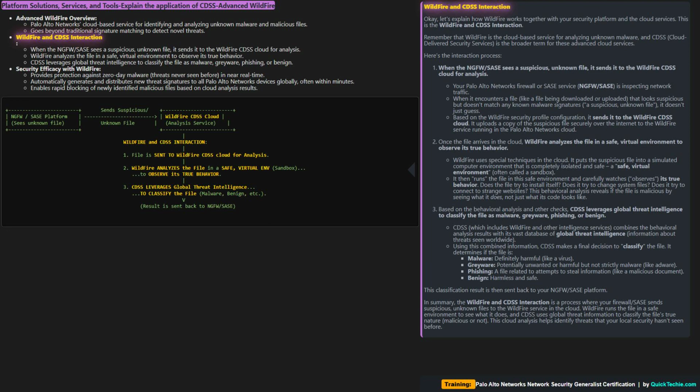It uploads a copy of the suspicious file securely over the internet to the WildFire service running in the Palo Alto Networks cloud. 2. Once the file arrives in the cloud, WildFire analyzes the file in a safe, virtual environment to observe its true behavior. WildFire uses special techniques in the cloud.